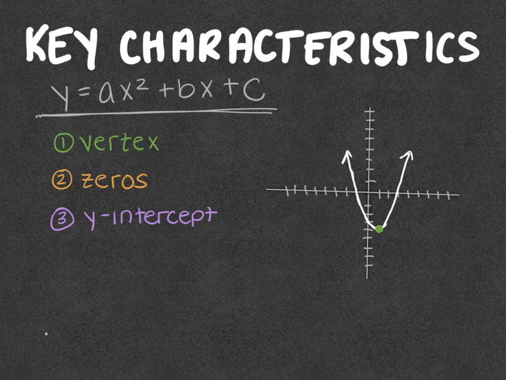When we're talking about zeros, zeros are just where the function crosses the x-axis. So right here and right here. My zeros would be at x equals 3 and -1. And then the y-intercept is similar, but it's where the function hits the y-axis. So our y-intercept would be right here at -3.